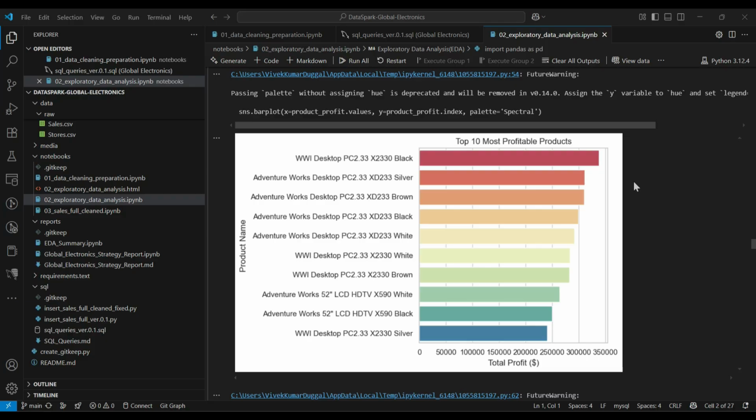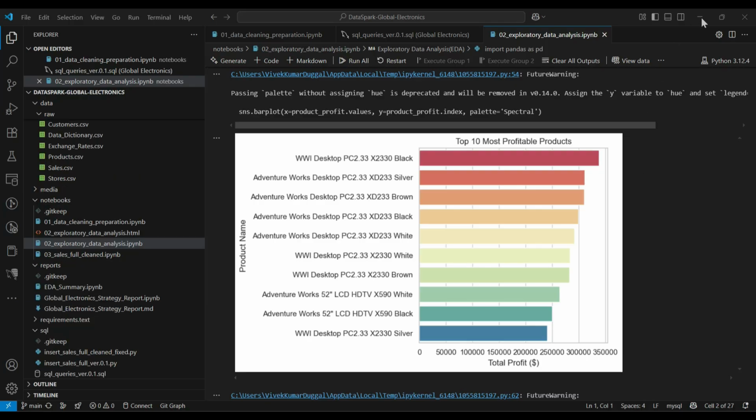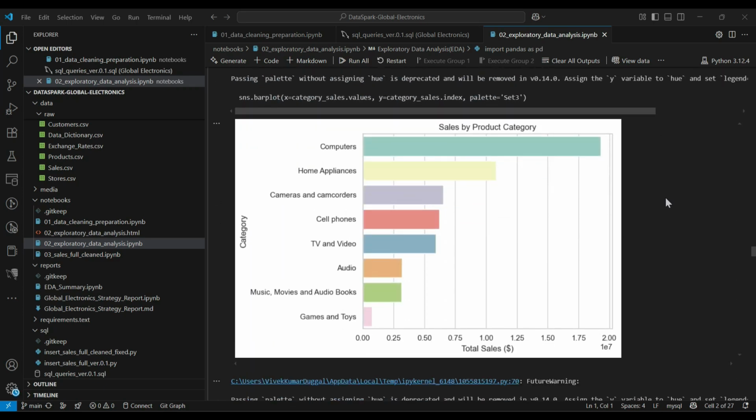Top 10 most profitable products: high-end PC models like the WWI Desktop PC 2.33 X2330 Black and Adventure Works XD233 variants generate the most profit. Observation: TVs, for example the 52-inch LCD X590, also feature, indicating strong profit margins. Actionable insight: focus upselling efforts on these profitable products. Use combo deals or warranty add-ons to enhance per-customer revenue.